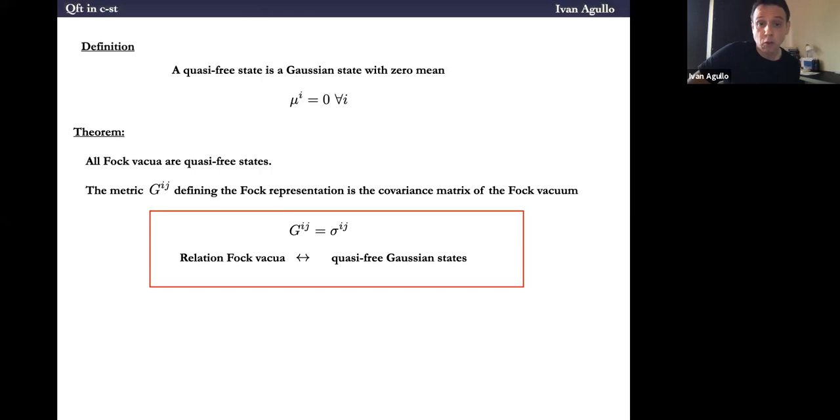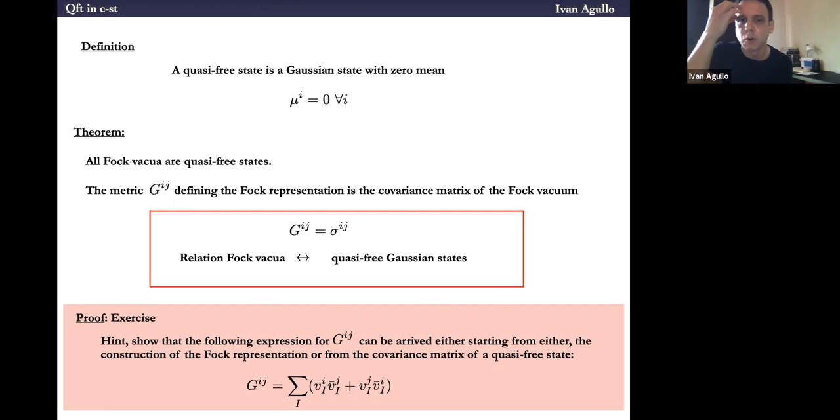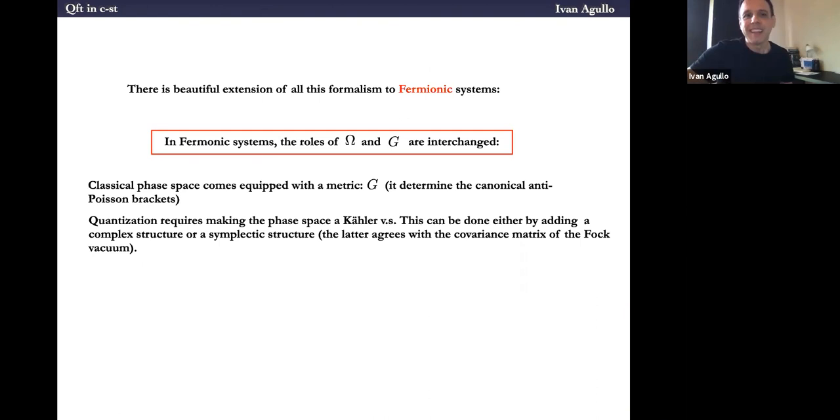So, and this is all what I wanted to say about classical quantum mechanics of linear systems. And this box summarizes pretty well what you need to remember. Let me add something. There is a beautiful extension of all this to fermionic systems. In fermionic systems, it happens that the role of the symplectic form and the metric are interchanged. In the following sense, the classical phase space is not equipped with a symplectic form because we are doing fermions, and in fermions, the Poisson brackets are symmetric. So the Poisson brackets for fermions are defined by a symmetric metric. So fermionic phase space is gamma and G.